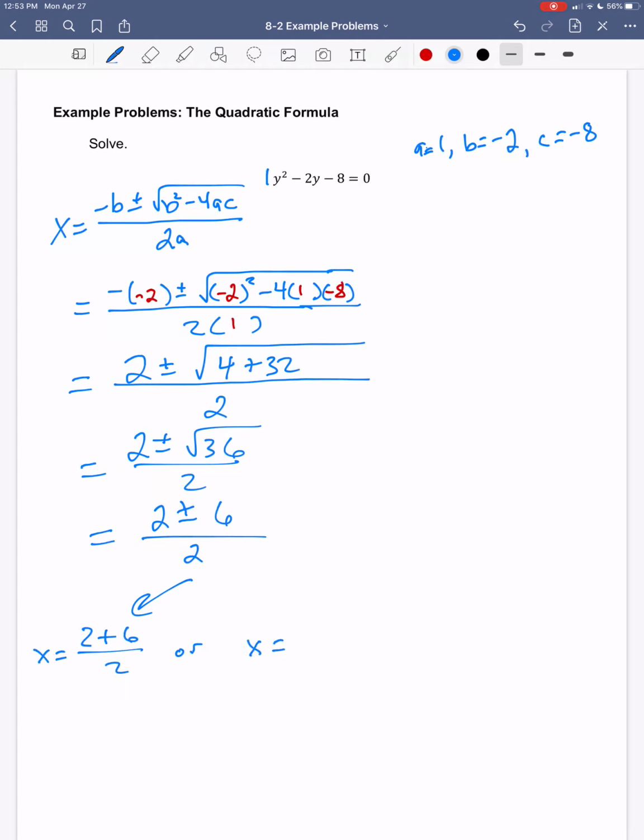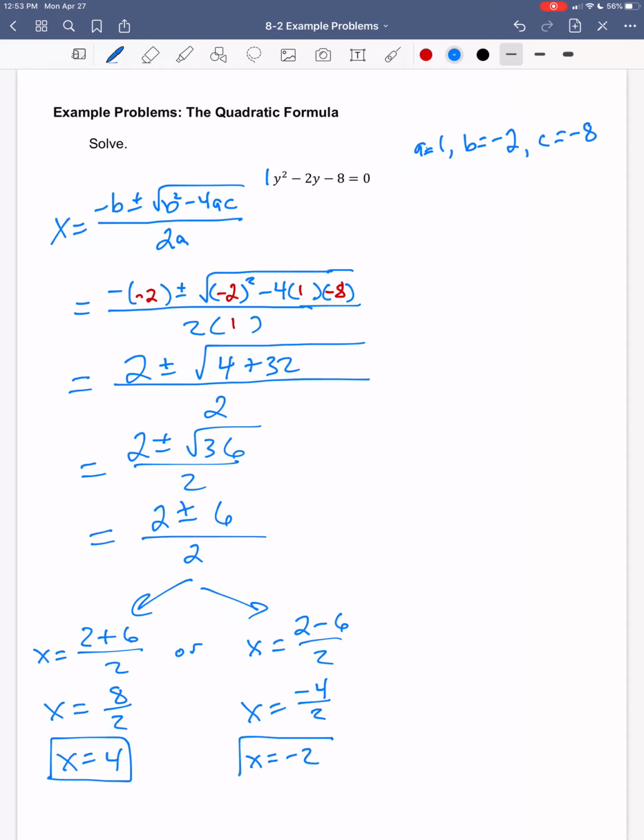And I get 2 minus 6 over 2. So 2 plus 6 would be 8 over 2, which is a solution of x equals 4. 2 minus 6 is negative 4. Negative 4 over 2 is negative 2. And those are my two solutions.